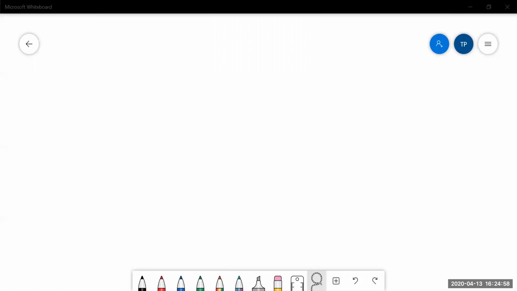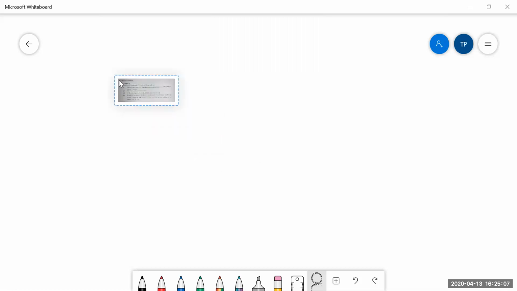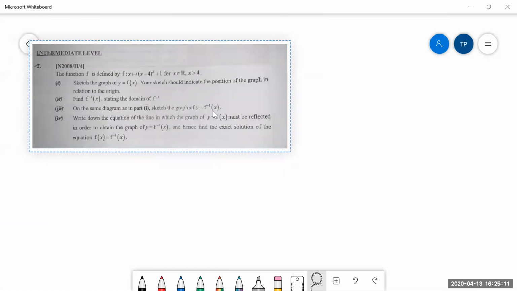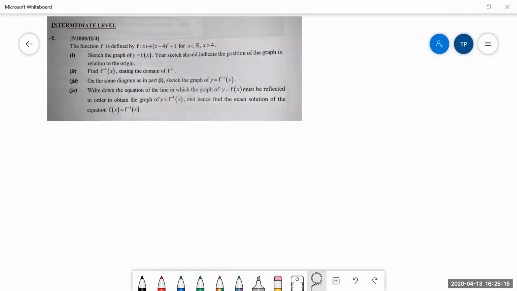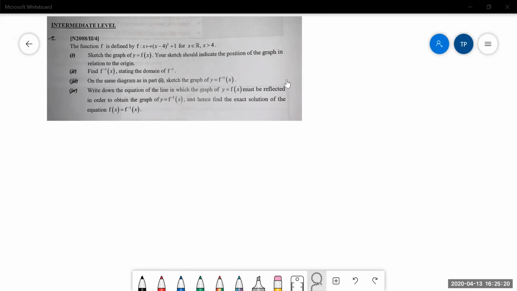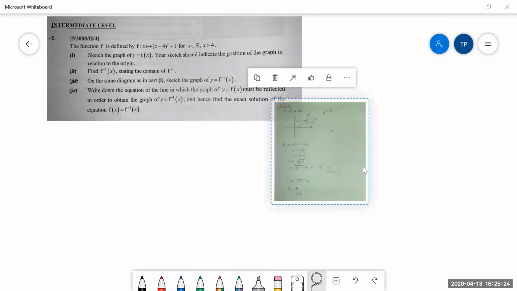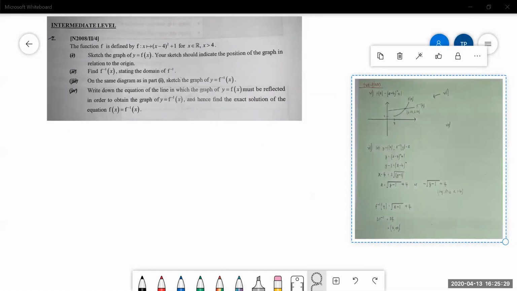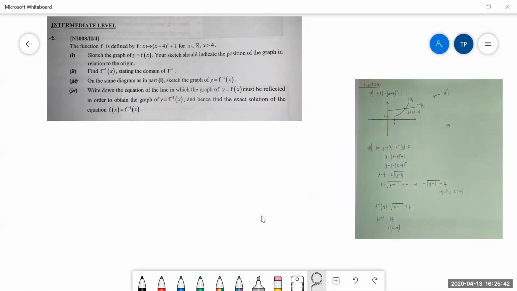Which is the next question? It can be the functions or conics or anything. Okay. The function f is defined by blah, blah. Okay, do you need me to go through the whole thing or just the last part? Everything. Okay. Sketch the graph of f(x). Okay, this one don't need to go through, right? Yeah, this one need to go through.